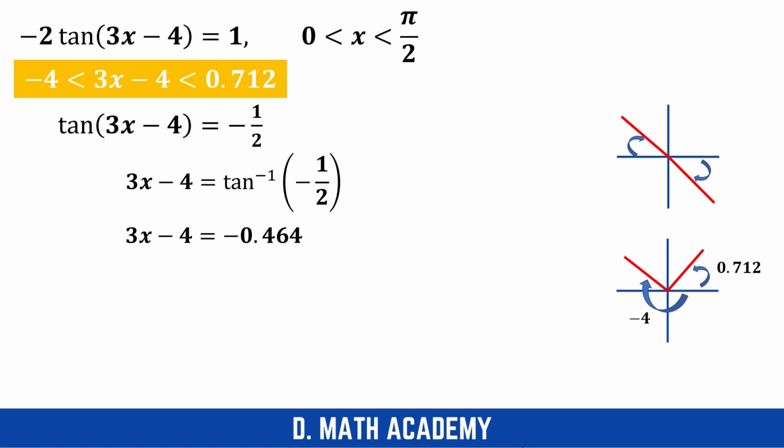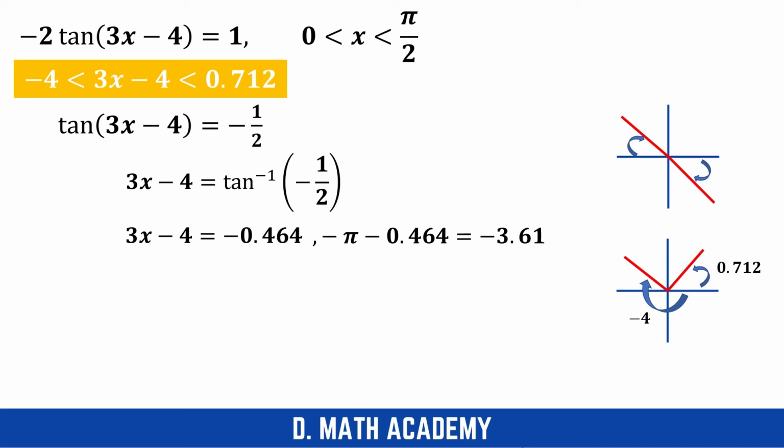So after I key in tangent inverse bracket negative 1 over 2, I got negative 0.464. So this will be our first result here. And for us to identify the next one, I will be taking negative pi minus 0.464, then I got negative 3.61. So this negative 3.61 still falls within the range because our range is from 0.712 until negative 4. So it didn't exceed the negative 4, so it will be accepted.